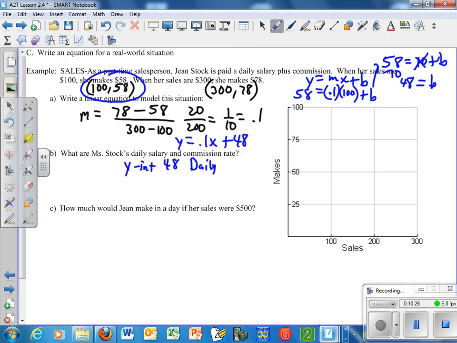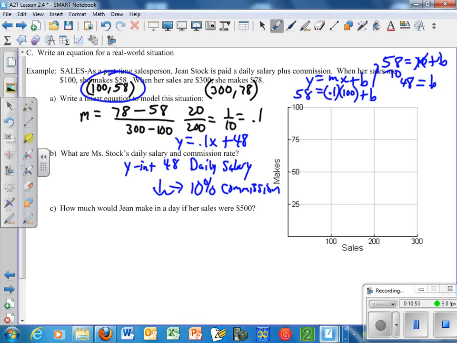Or it represents the 48 is the daily salary, with no sales. And 0.1 represents a 10% commission, because 0.1, moving it over 2 places, is equivalent to 10%. How much would Jean make in a day if her sales were 500?